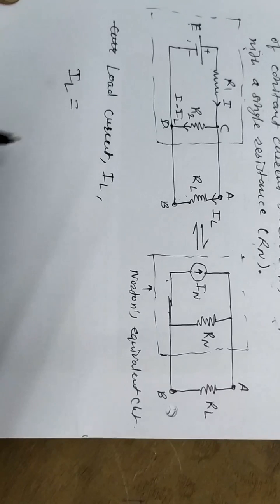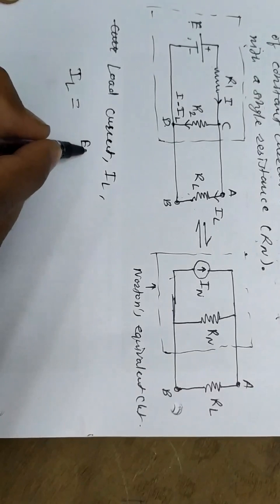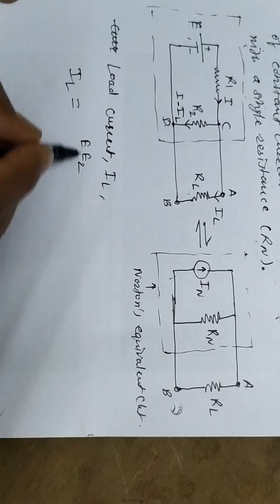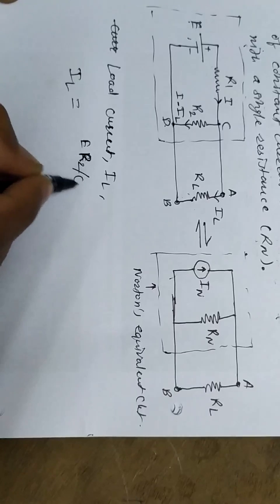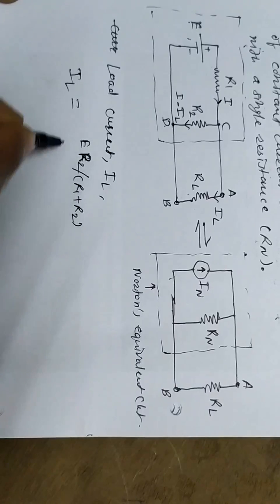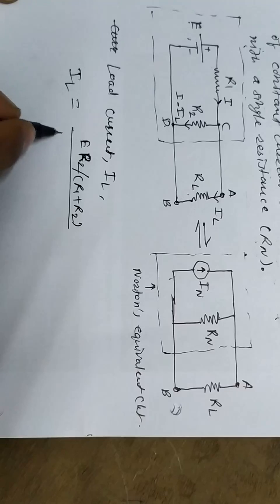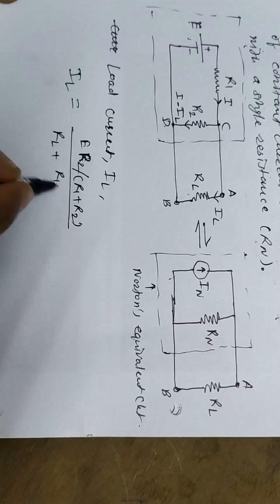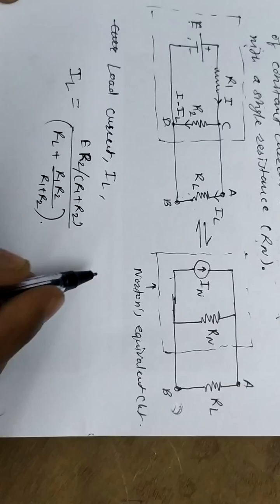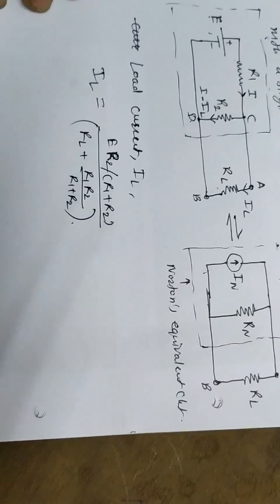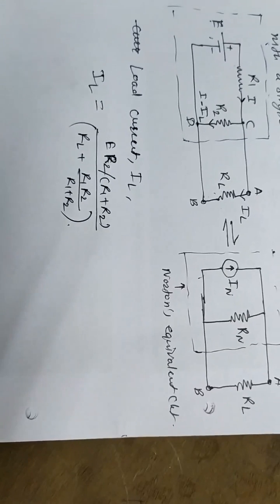IL equal to ER2 upon R1 plus R2 upon RL plus R1 R2 upon R1 plus R2.